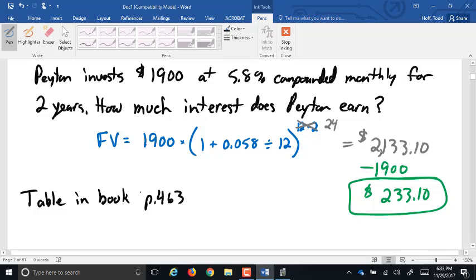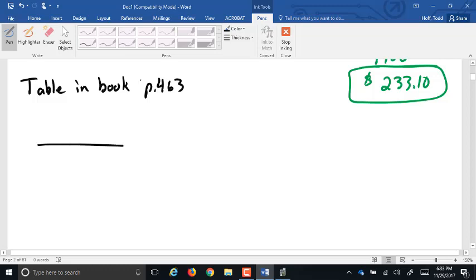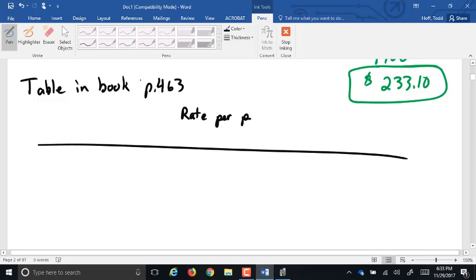You'll notice the way this table is set up. Across the top, there are percents, and they're listed as rate per period. Now, we've talked about that a little bit. We'll explain it a little bit more in just a second. On the far left is periods.